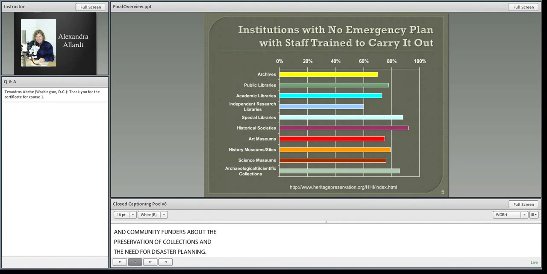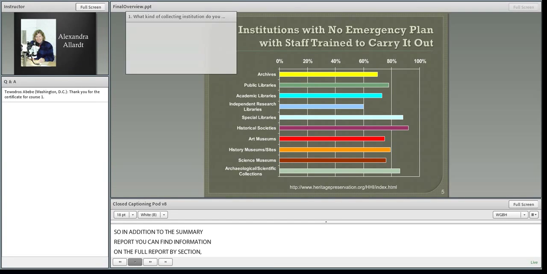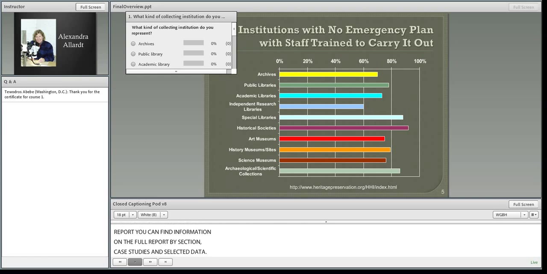So in addition to the summary report, you can find information on the full report by section, case studies, and selected data. But for right now, let's do a poll, Jenny, to find out what type of collecting institutions we have represented today, and if any of them have a plan or a partial plan or a plan they're happy with, and trained staff to carry it out.